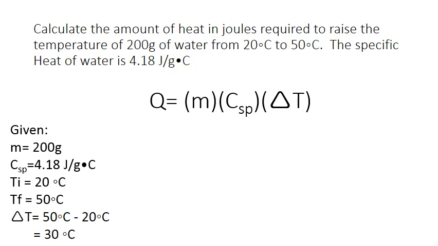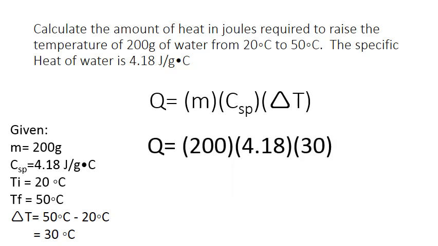So next step, we plug in our givens. So 200 times 4.18 times the change in temperature, which was 30. When we multiply those together, we get a value of 25,080 joules.